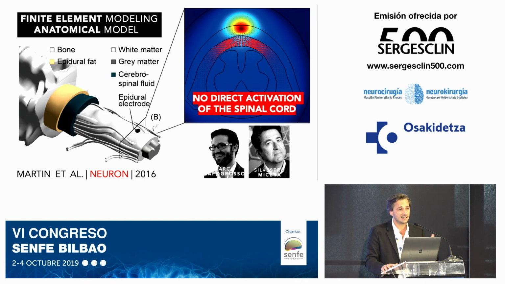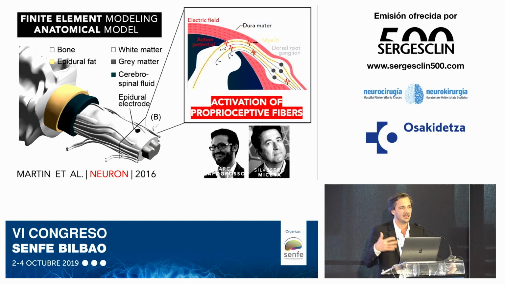Meaning, this electrical field will activate the neural structure with the least resistance to current, meaning the thickest fibers running in the lateral aspect, and these are the proprioceptive fibers, right? They have a lot of myelin, so they are very easily depolarized by electrical current. This was a prediction of the model.